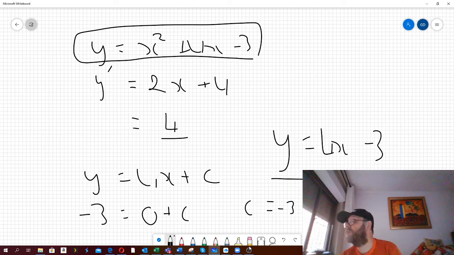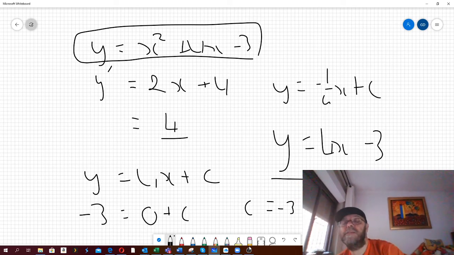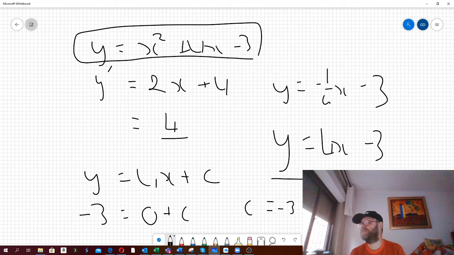Okay. However, they didn't want the tangent. They wanted the equation of the normal. So the gradient of the normal will have to be not 4, but minus a quarter. y equals minus a quarter x plus c. And since we have to substitute the same point in, which is the (0, minus 3) point that we had originally, we'll say that minus 3 equals minus a quarter x plus c, which is 0, so that's still c. So therefore, it is y equals minus a quarter x minus 3. So let me just erase this and put in the minus 3. And there you have the equation of the normal.